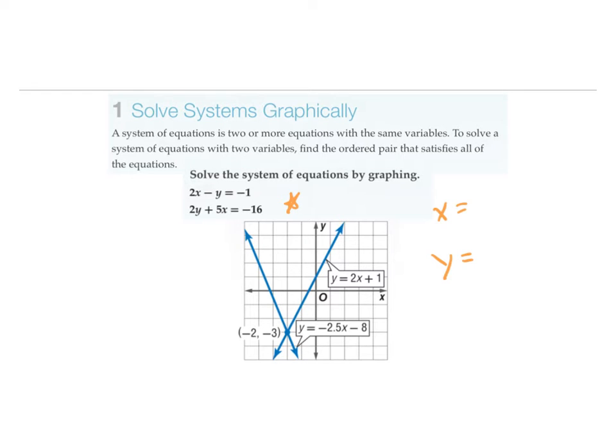We can easily see what x is going to be equal to and y is equal to when we graph our two equations, by where the graphs intersect. So where the two lines intersect, that's our answer to this system of equations.